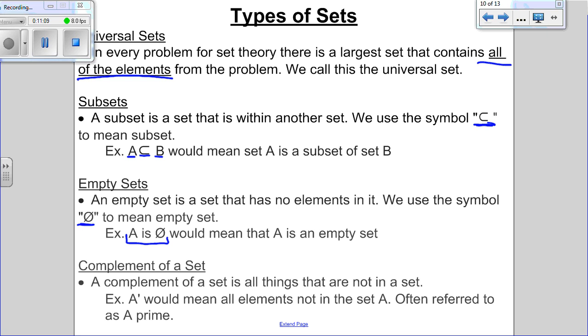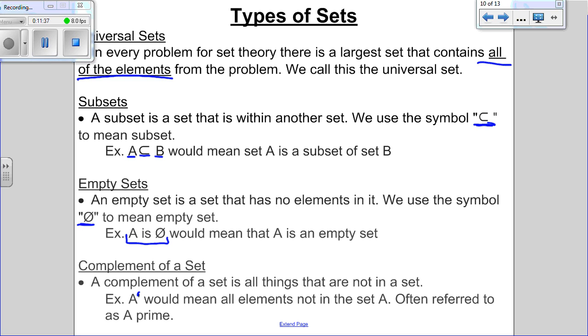Finally, the last one we talk about is the complement of a set. And that's what we talk about a lot. The complement of a set is the opposite of a group. So it says a complement of a set is all things that are not in a set. Example, A apostrophe would mean all elements not in set A. That little apostrophe means complement of.